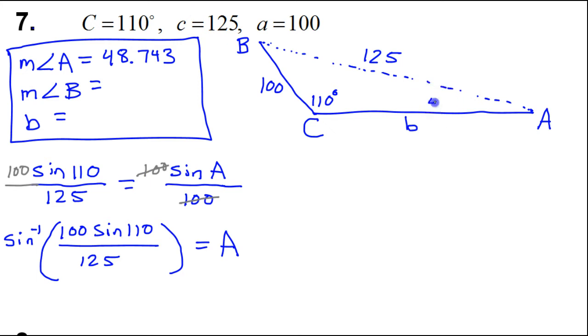So I have 48.743 now. So now I see I have 2 angles. So I should be able to find the third very quickly by subtracting these 2 from 180. So that's what I'll do. So that gave me 21.257.